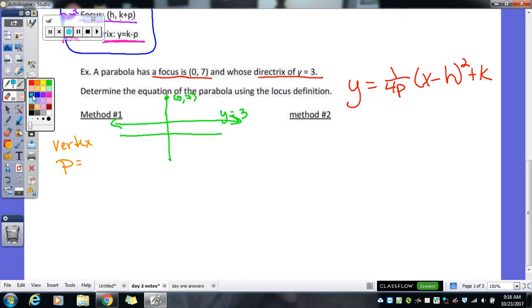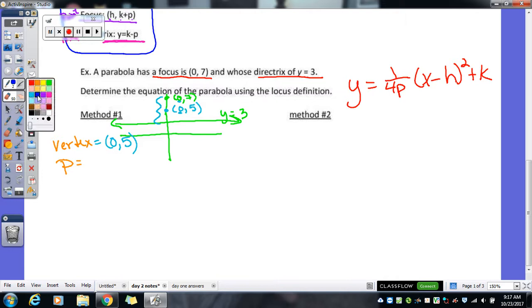So our vertex is going to be halfway in between those two things. So how many units are in between both of them? 4. So halfway would be where? So right here at 0, 5, that would be our vertex, because it's halfway between that focus and that directrix. And as I was saying above, your x values for your focus and your vertex are always going to be the same. So that's how I knew that was a 0. And then 5 was going to be in between my 3 and my 7.